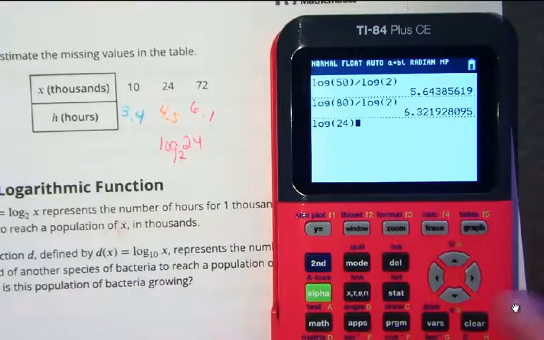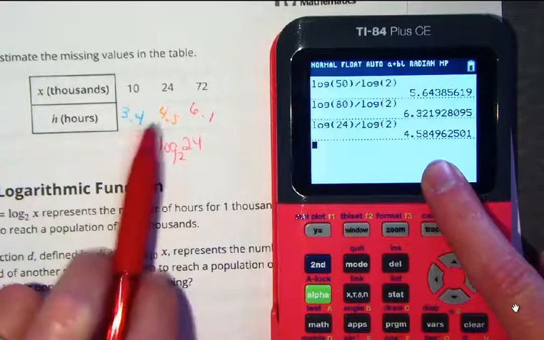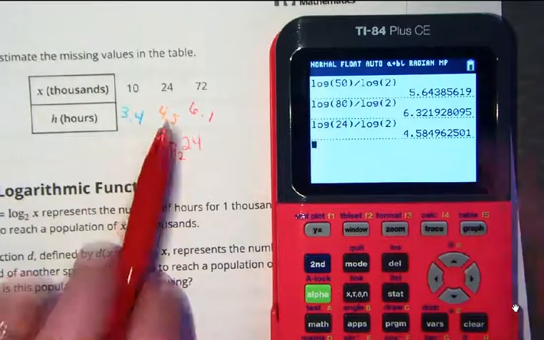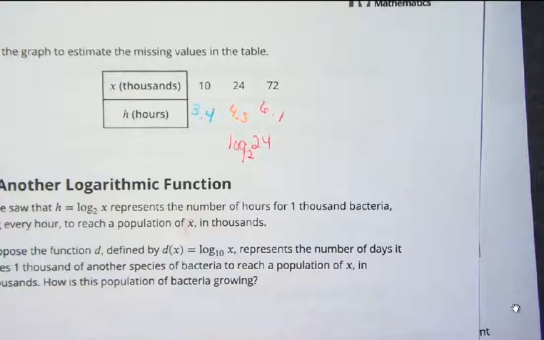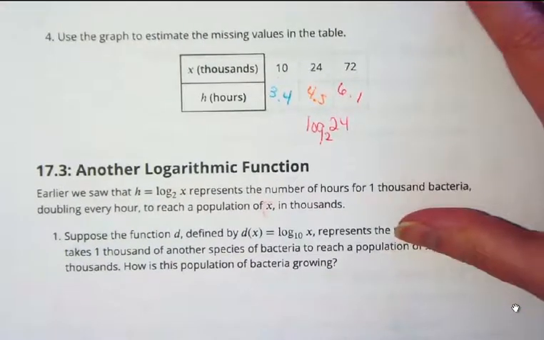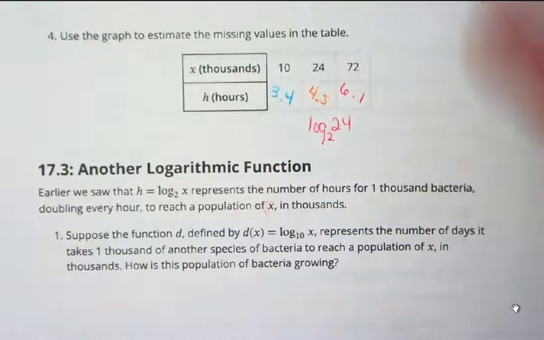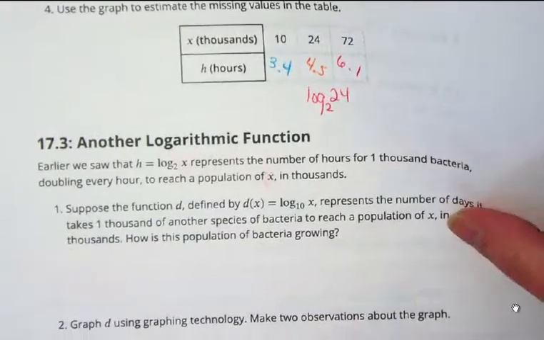Log 24 divided by log base 2. Ooh, we said 4.5 and it's actually 4.6-ish, so I got pretty close. So that's pretty awesome. So tables of values can also help us, graphs can help us, and calculators can help us get exact values.